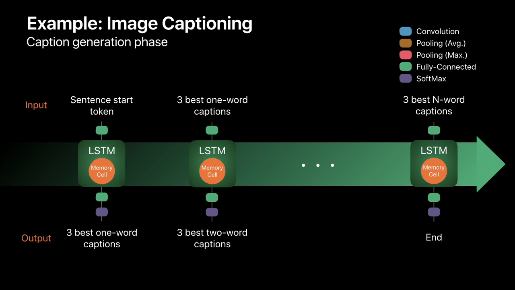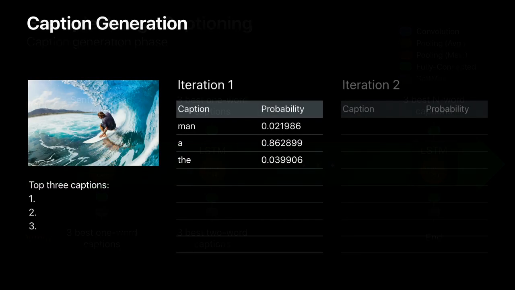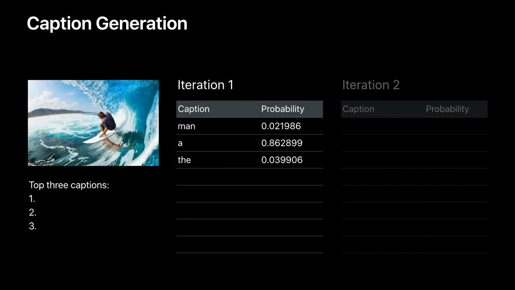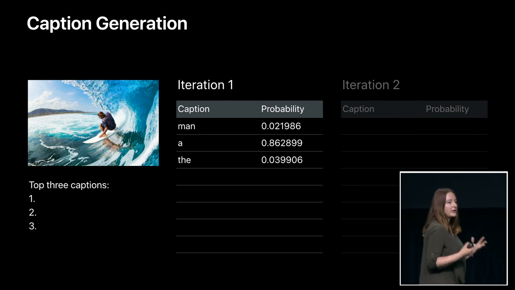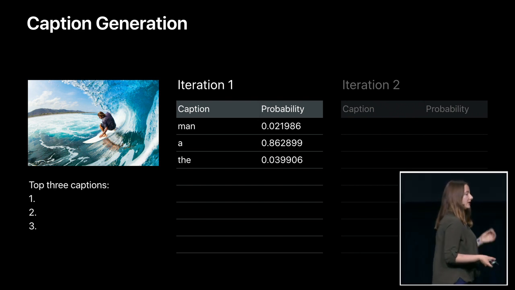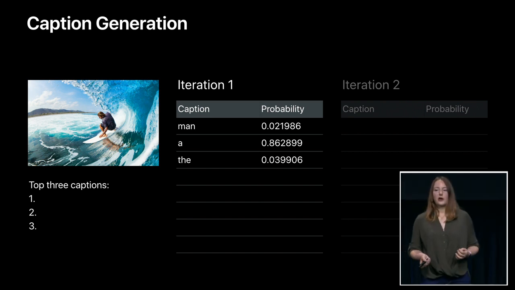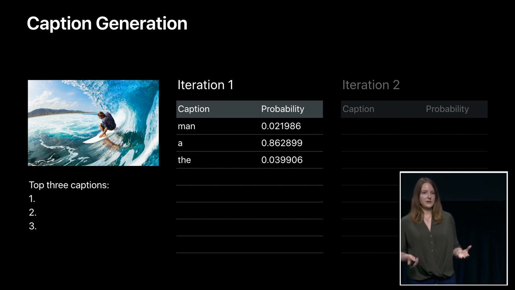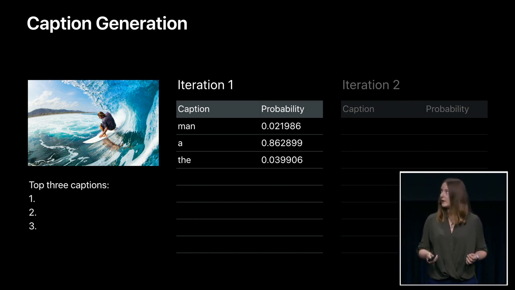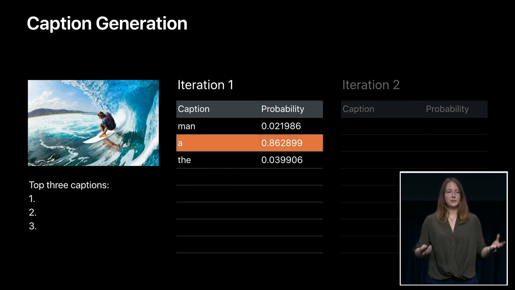So I know this is still pretty abstract. So let's look at the actual output of the LSTM for several iterations for a particular image. In this image, we have a surfer riding a wave, and we want to compute the top 3 captions for this image. In the first iteration of LSTM, we generate 3 best words, which are our best 1-word captions for this image. So man, A, and The. And the word A has the highest probability.